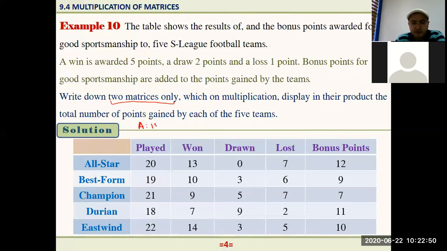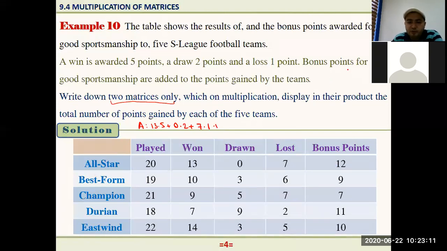It is 13 times 5 plus, and for a draw, how many points? 2 points. Here we have 0 times 2, plus lost. For a loss, 1 point. So here 7 times 1. And plus, we just add the bonus points, right?